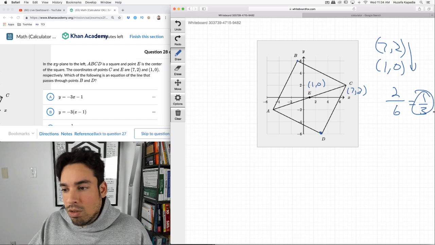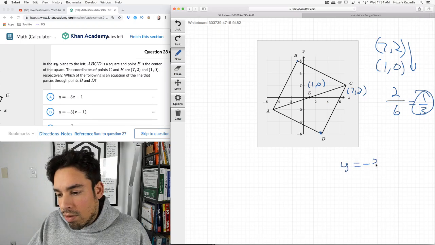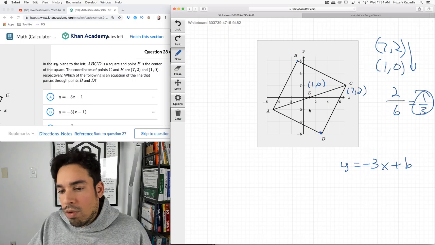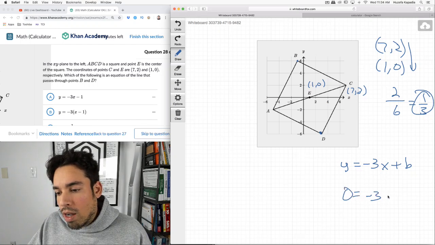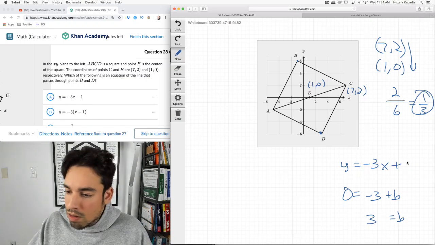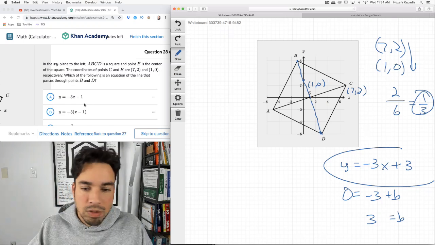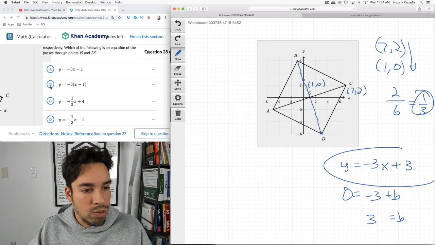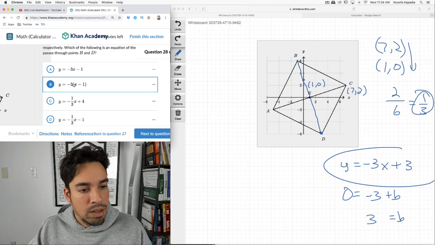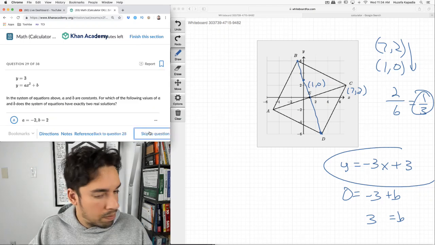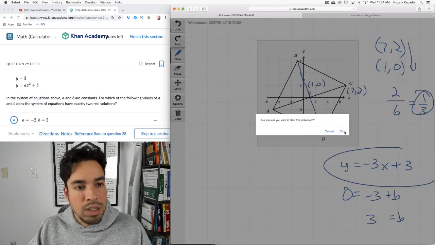The slope of the other line is the negative reciprocal, so it's y = -3x + b. And we already know that it goes through the point (1, 0), so I'll plug in 1 for x and 0 for y. Therefore, b equals 3. And there it is. It's going to go through here and here, like that. Negative 3x plus 3, which is this one, if we distribute that. Boom. Two questions left that are hard, and then it's not too bad.